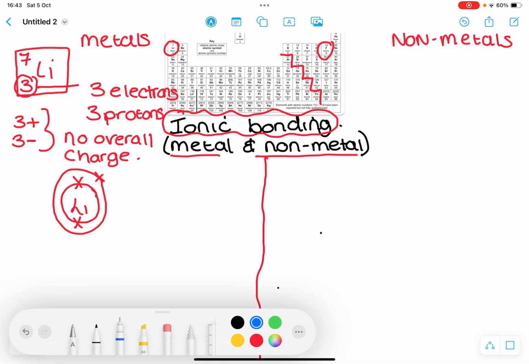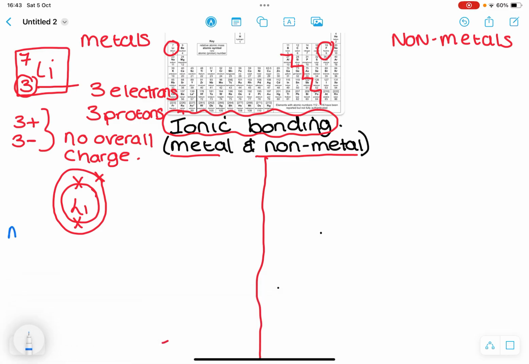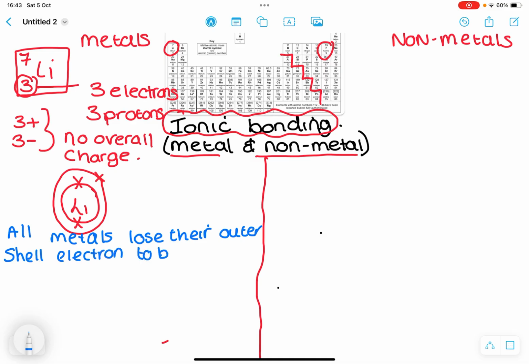So let's just write that down now so that I can remember that. So all metals lose their outer shell electron to become a positive ion.